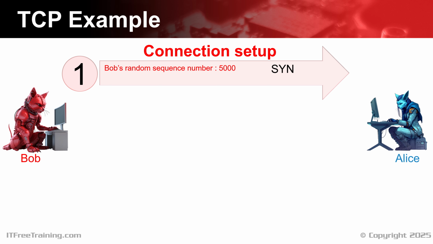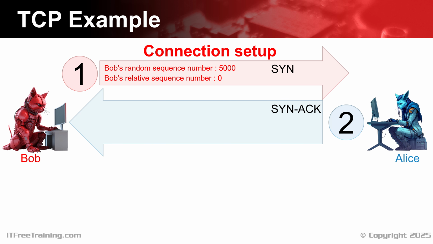In this example, I have used 5000 as the random number to make it easier to understand. Since no traffic has been sent over the connection as yet, Bob's relative sequence number is 0. The send message also contains other configuration information. Bob wants to know if Alice has received the send message, so the next step is for Alice to send a message back. Since the connection is bidirectional, that is, data is sent in both directions, Alice will also send a random sequence number.